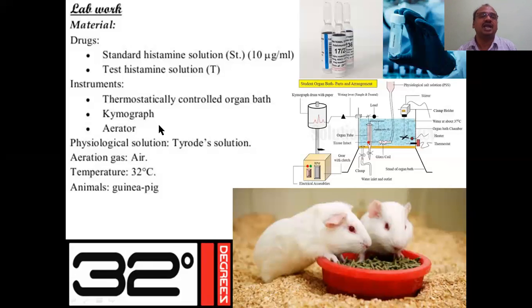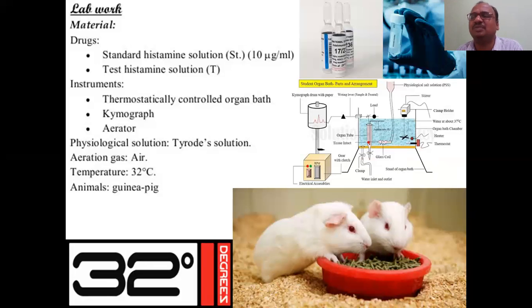This is the drum you have, the kymograph, and the aerator. You have to use air here to keep the tissue alive. You have to use Tyrode solution, which is also very, very important. The temperature of 32 degrees you have to maintain. Animals: this is a guinea pig. It looks like this from the side view. It is neither a pig nor a rat; it is in between the rat and the pig.